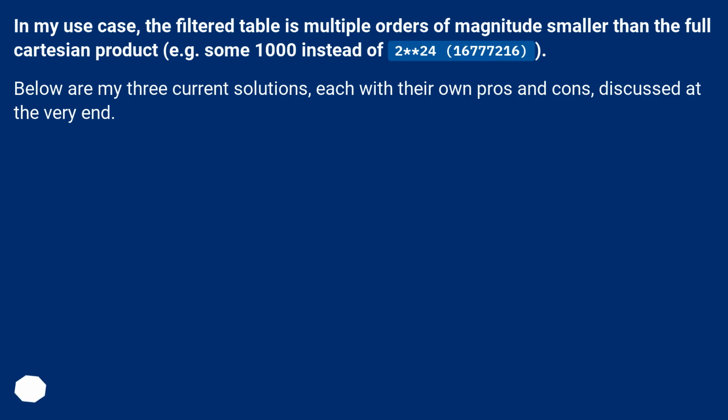In my use case, the filtered table is multiple orders of magnitude smaller than the full Cartesian product, for example some 1000 instead of 2^24, 16,777,216. Below are my 3 current solutions, each with their own pros and cons, discussed at the very end.